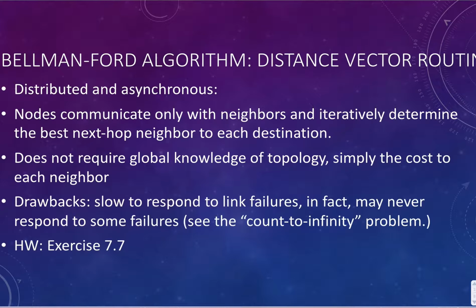each neighbor. The problem that you can imagine comes together with this is if a node's neighbor has incorrect information, the node will use incorrect information in turn in revising its own routing table, and this can result in poor response to link failures. For example, there are sometimes non-recoverable failures, such as the count to infinity problem. To see this problem, you can take a look at exercise 7.7 in the textbook.